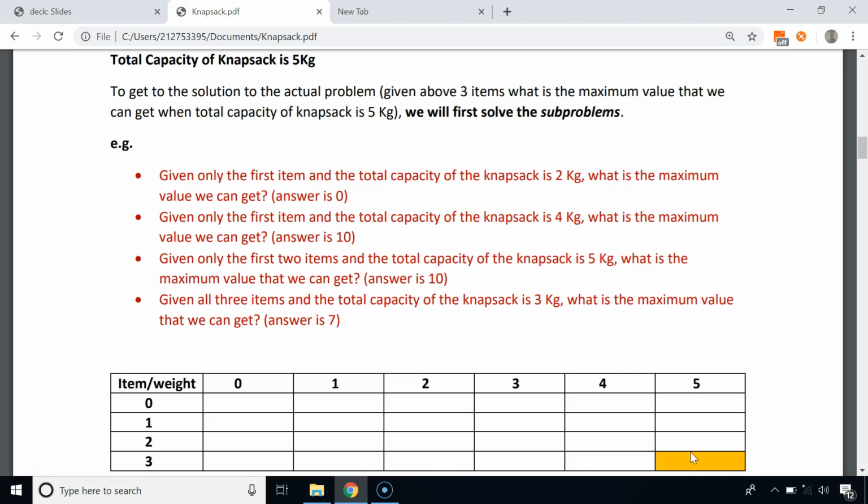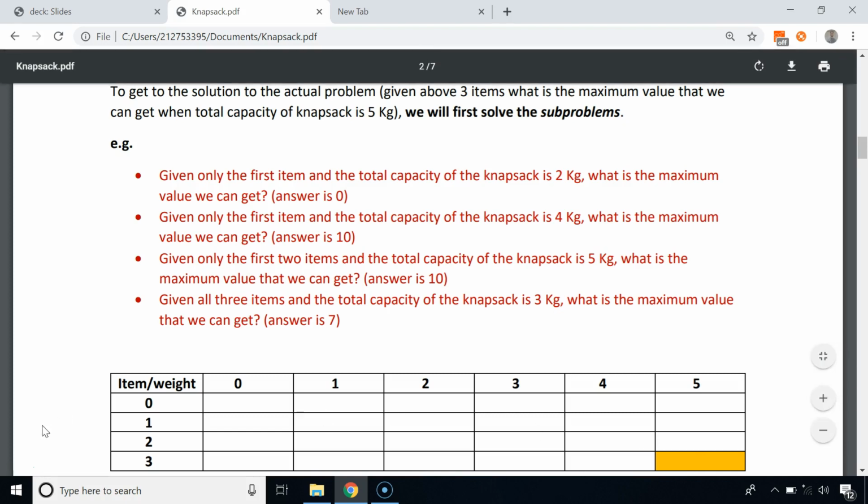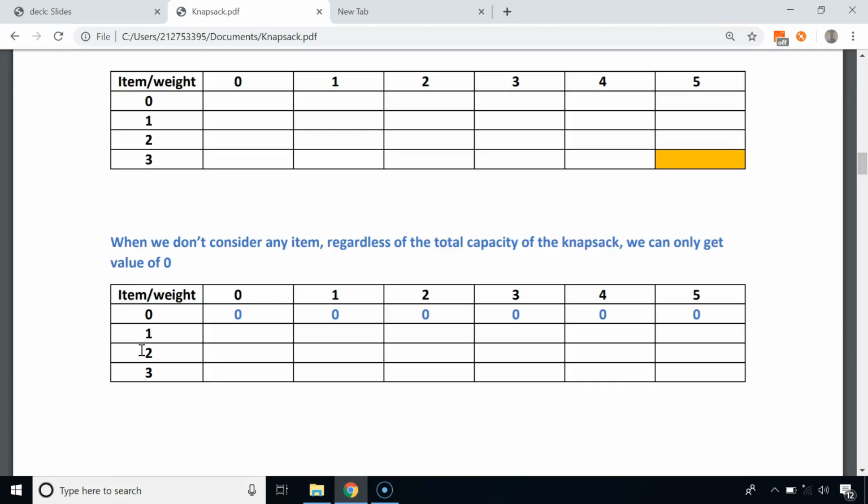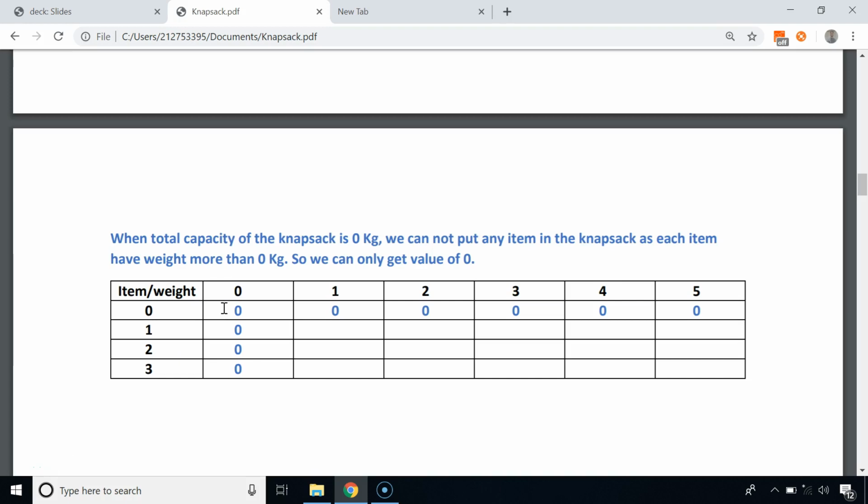Now to know the value in this cell, we will first solve simpler subproblems, and then we will use the result of those subproblems to get to the result of this problem. So all the values in the first row will be 0 because this is the case when we don't consider any item. And since we are not considering any item, regardless of the capacity of the knapsack, all the values in the first row will be 0. Similarly, for the case when the total capacity of the knapsack is 0, we cannot put any item in the knapsack as each item has weight more than 0. So all the values in the first column will be 0.